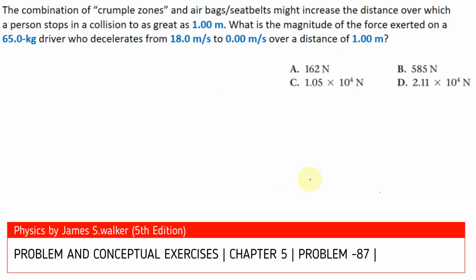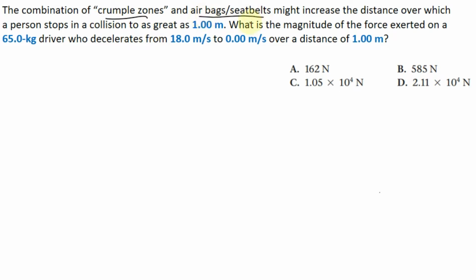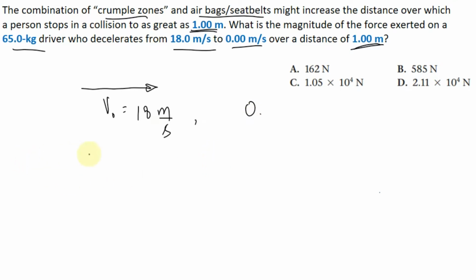So this is the first question based on the passage, and it says that by using the combination of crumple zones and airbags, we are able to increase the distance over which the car stops, and the distance is increased to 1 meter. Now our aim is to find the magnitude of the force exerted on a 65 kg driver who decelerates from 18 meters per second to 0 meters per second over a distance of 1 meter. So first let us find the acceleration, or in this case the deceleration. This is the direction for the driver, and the initial velocity is 18 meters per second and the final velocity becomes 0, and the distance over which it becomes 0, delta x, we have 1 meter.